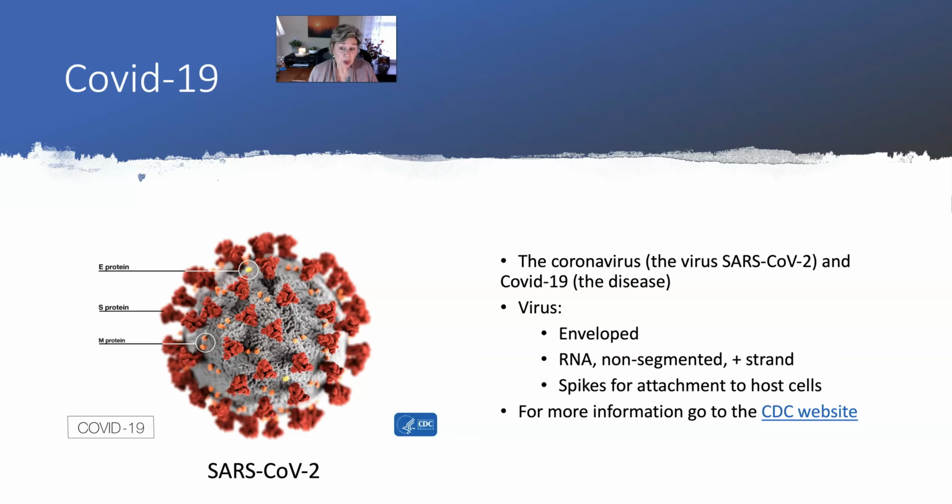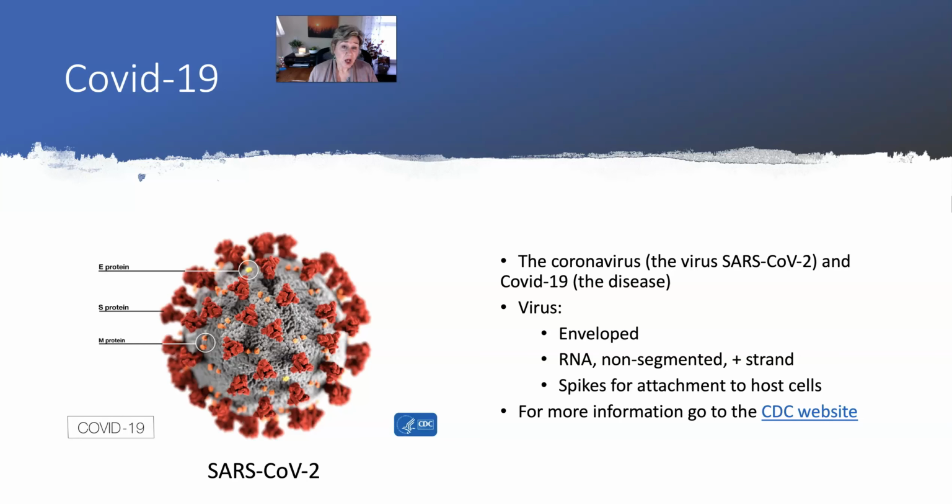And then what the heck does COVID mean? COVID-19, you know, it was discovered in 2019, so you get the 19. COVID stands for corona, C-O, virus, V-I, disease, D. Okay, so that's the disease, but the virus's name is SARS-CoV-2.